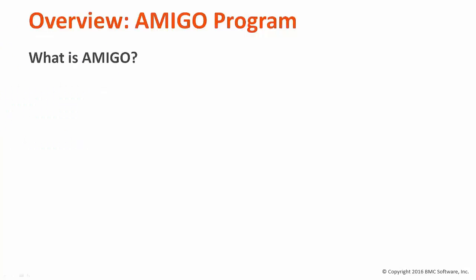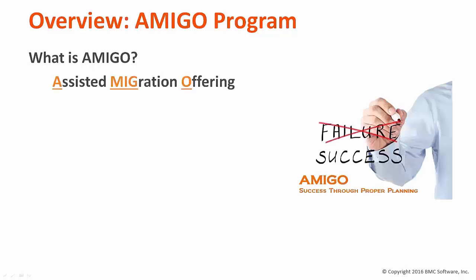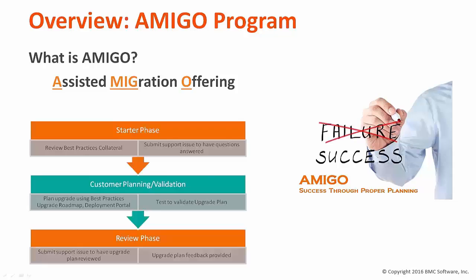First, we need to understand what is the Amigo program. The Amigo program stands for Assisted Migration Offering, and the concept to this program is success through proper planning. So if you are able to review and understand all the documentation and the best practice aspects of an upgrade, this will help you have a successful upgrade and mitigate some of the problems that you may encounter.